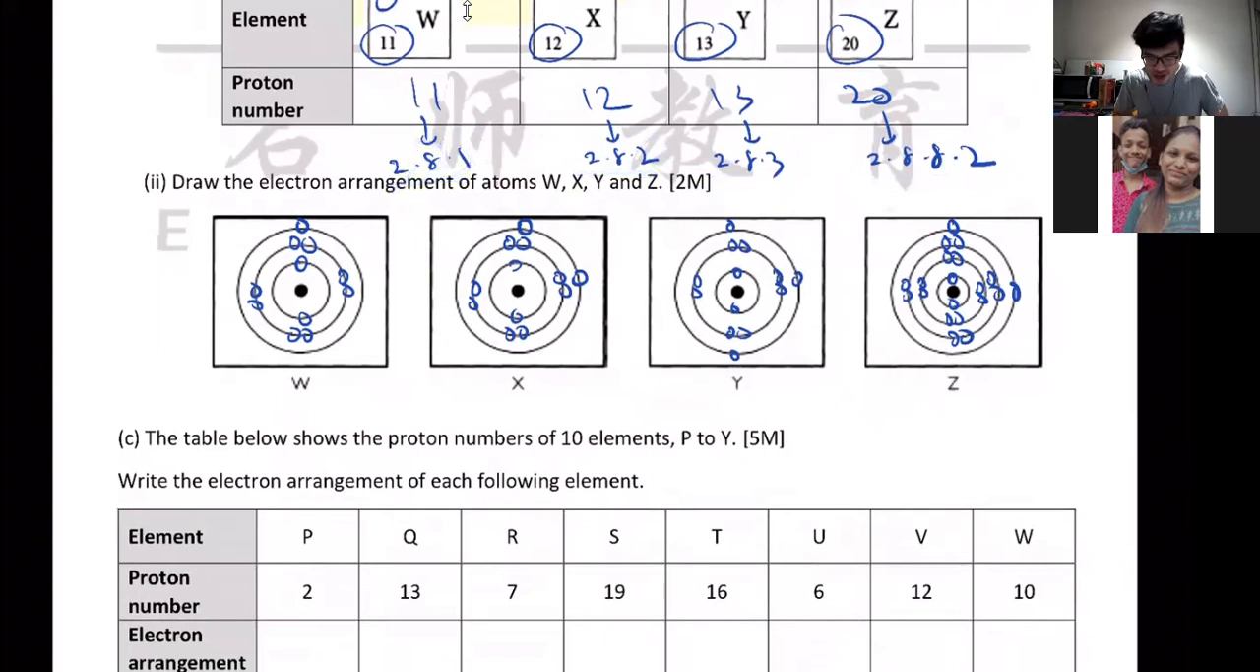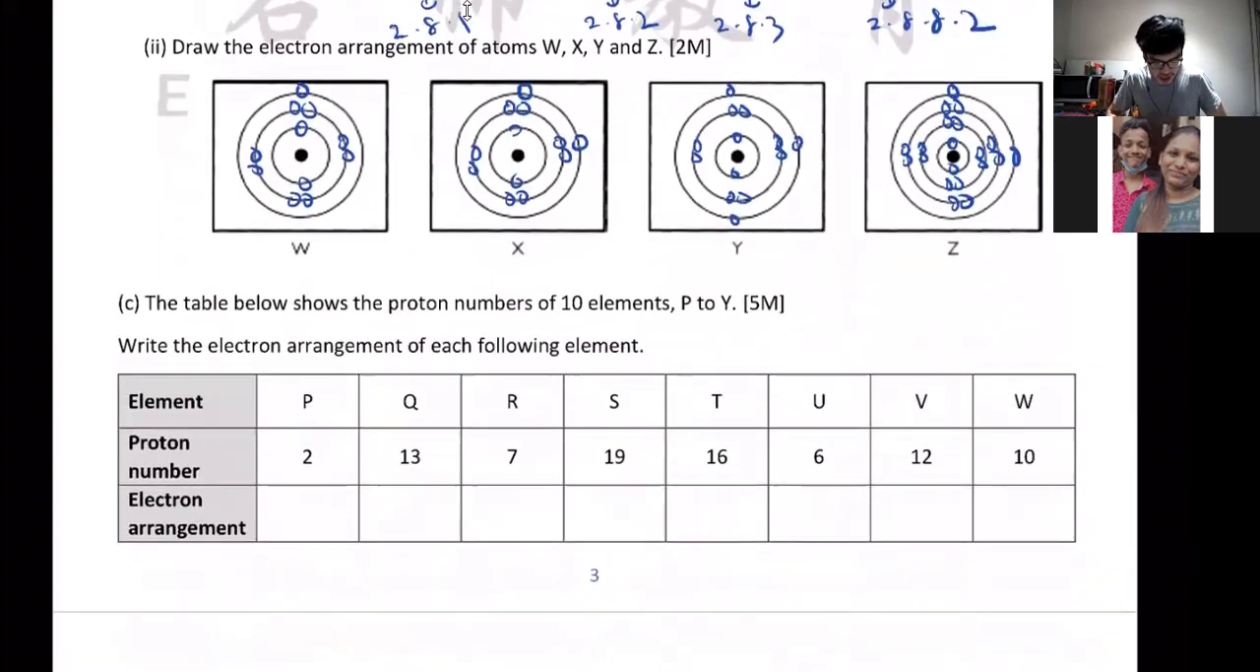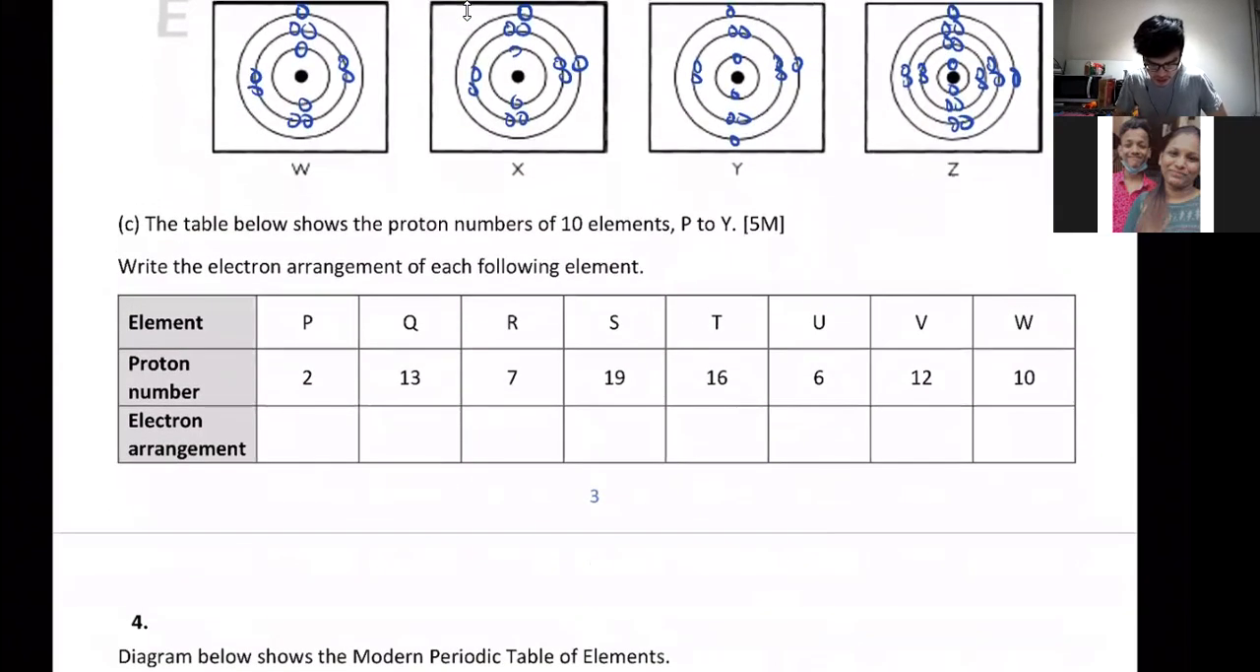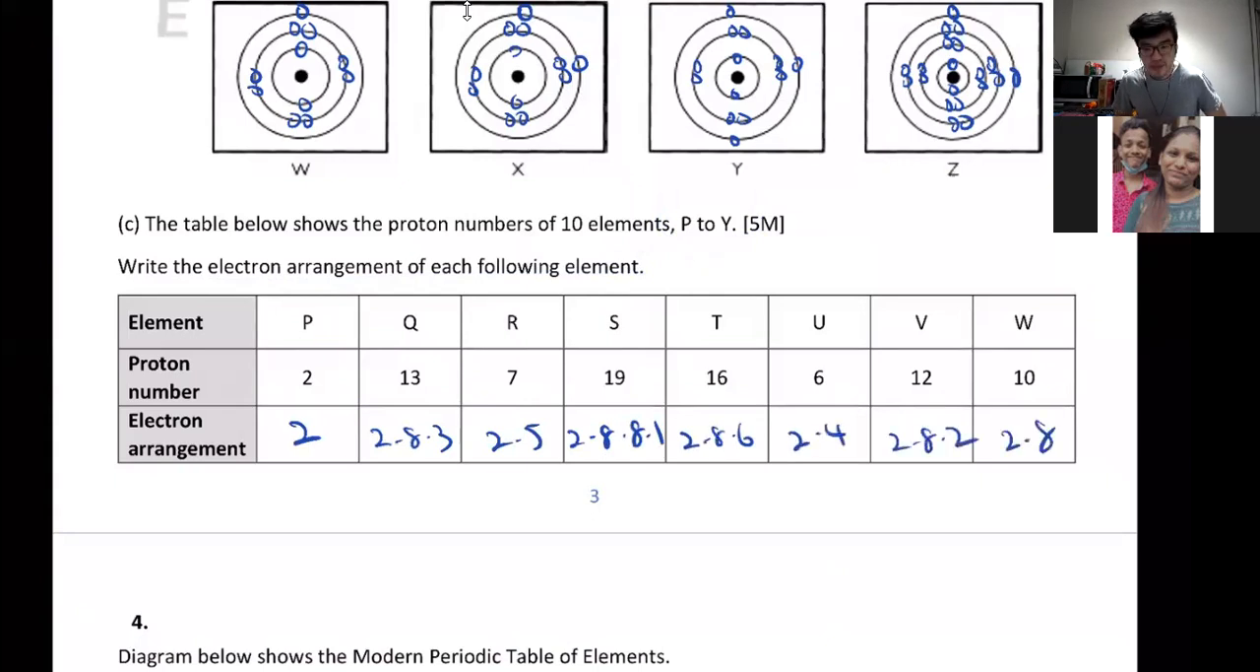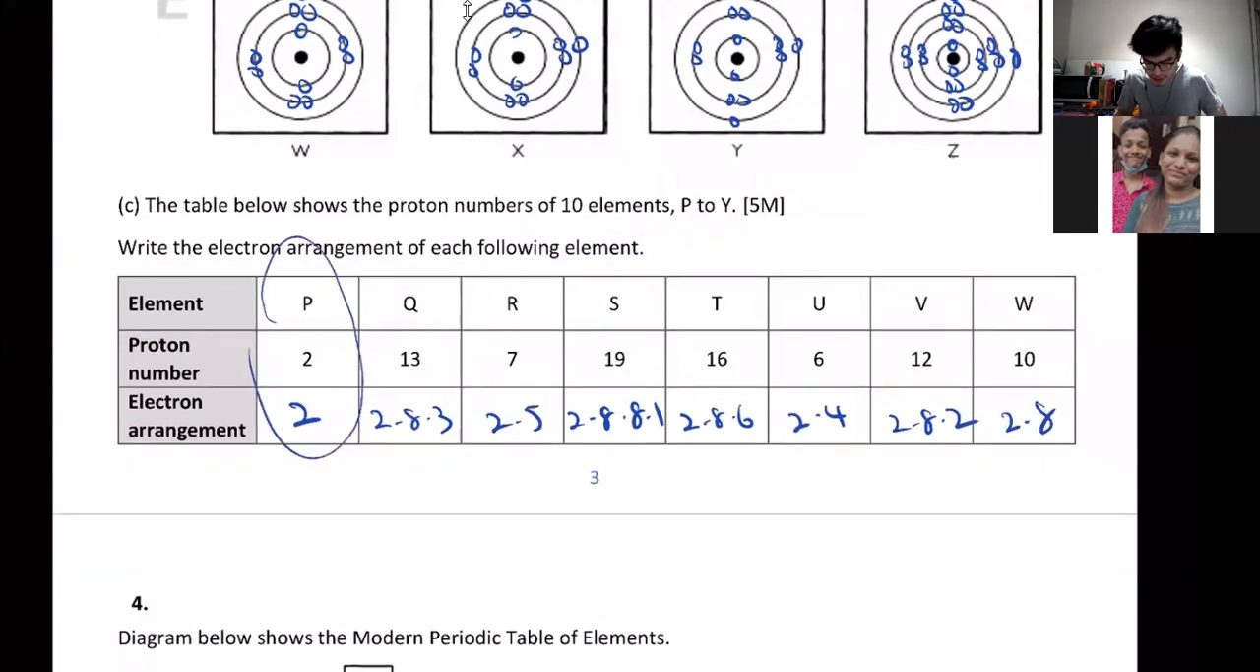So I hope we didn't forget this. Anyway, C, the table below shows the proton numbers of 10 elements from P to Y. Write the electron arrangement. Okay, they already give you the proton number here. So how do you arrange? This is just 2. This is 2.8.3, 2.5, 2.8.8.1, 2.8.6, 2.4, 2.8.2, 2.8. Okay, I want you to pay attention to this and this.